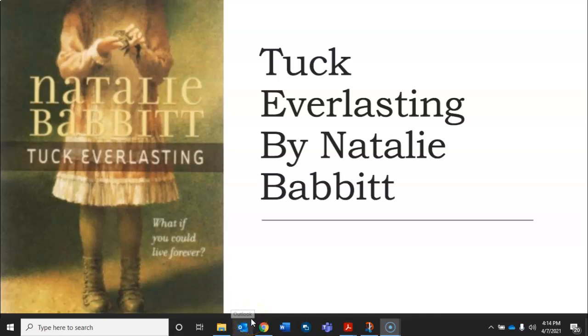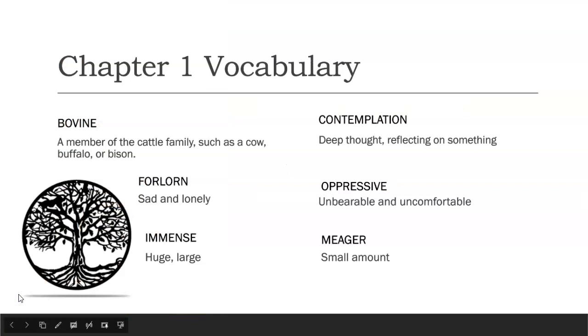We're going to start our new book called Tuck Everlasting by Natalie Babbitt. Yesterday you learned a little bit about foreshadowing and you read the prologue, and you should have completed an assignment with that. So, chapter 1 vocabulary.